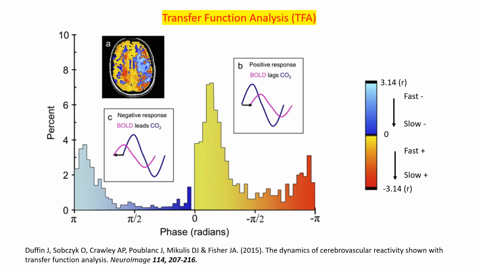Here is a phase map from a 44-year-old Moyamoya patient. The histogram shows the distribution of positive and negative phases. Note the color scaling. For a positive response, phase is negative, and the smaller the phase difference, the faster the response. For a negative response, phase is positive, and the fastest response is when the phase is 180 degrees or pi radians.